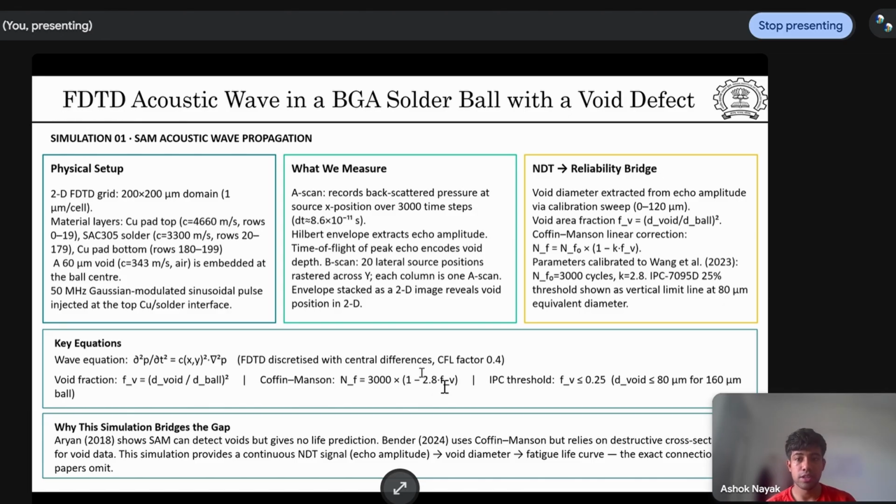So the threshold corresponds to 80 micrometers for our 160 micrometer ball, and the bottom box in the end shows the connection explicitly. The paper by Aryan in 2018 shows SAM can detect voids but gives no life prediction. Bennett uses Coffin-Manson but relies on destructive cross-sectioning for voids. This simulation provides the continuous NDT signal to life curve, the exact connection between both papers.